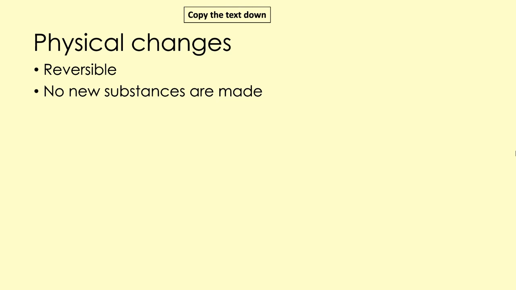So other examples might be an ice cube melting. So any changes of state are physical changes, or things like dissolving. So if I got some salt and dissolved it in water, I would know the salt was there because I could taste the salt water. But if I wanted that salt back, I could evaporate all the water and I could get the salt back.